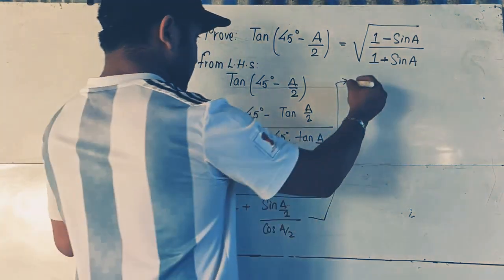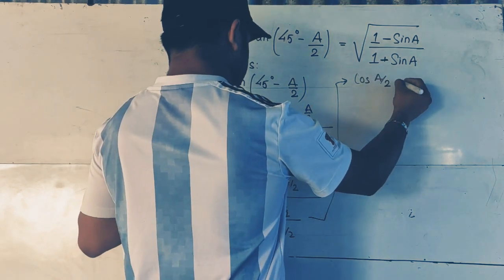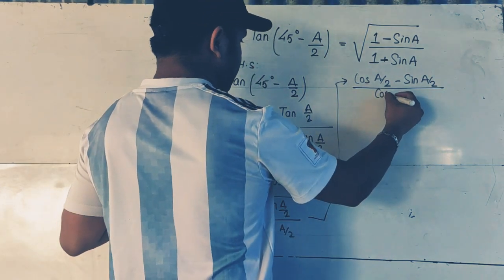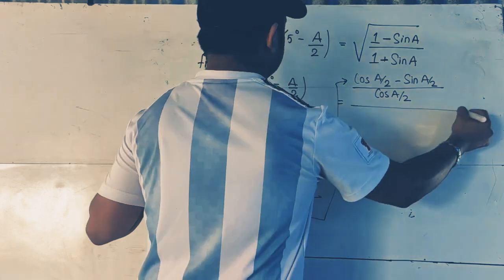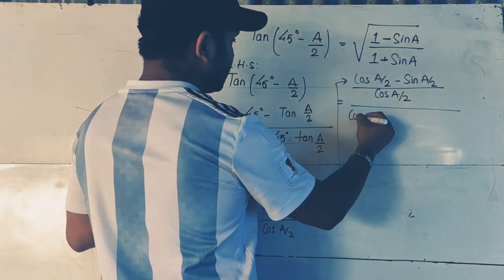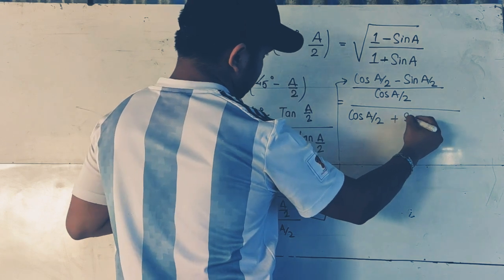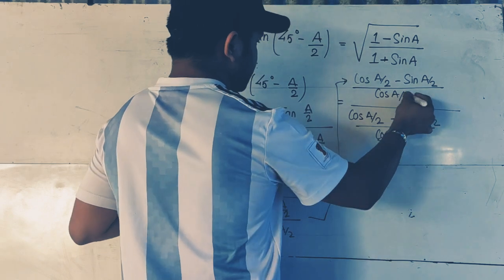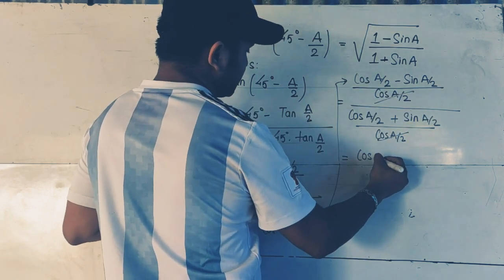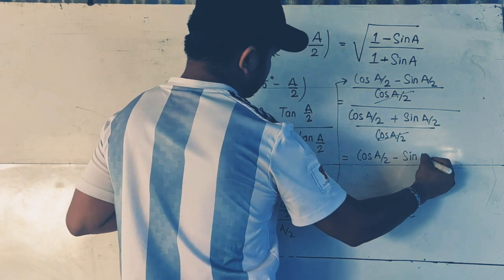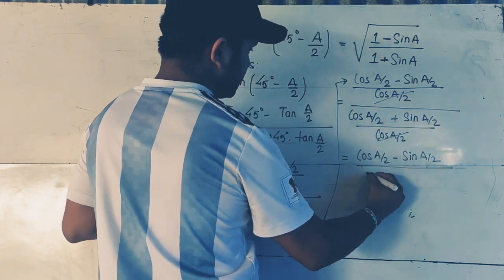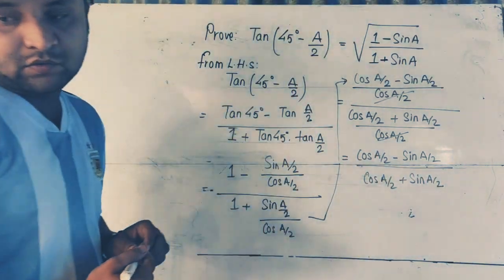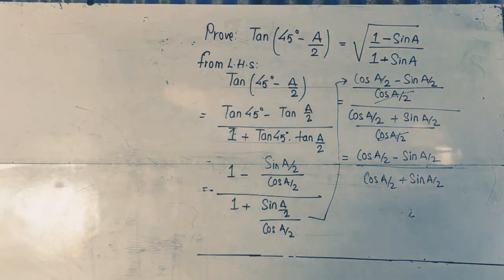Now we will take LCM in the numerator. When you take LCM, we will have cos A/2 minus sin A/2, and in the denominator you have cos A/2. We do the same thing in the denominator also: cos A/2 plus sin A/2 by cos A/2. Now we can cancel cos A/2 and cos A/2. Now what we have left is cos A/2 minus sin A/2 over cos A/2 plus sin A/2.